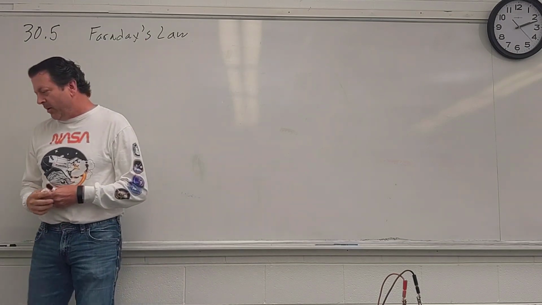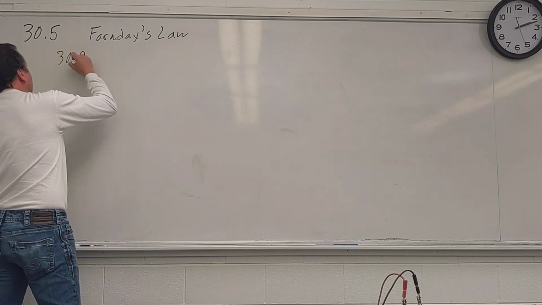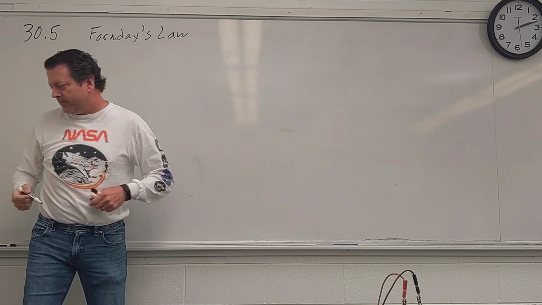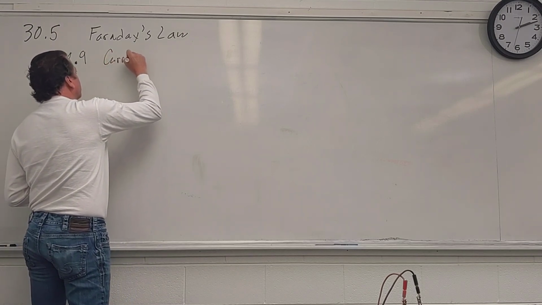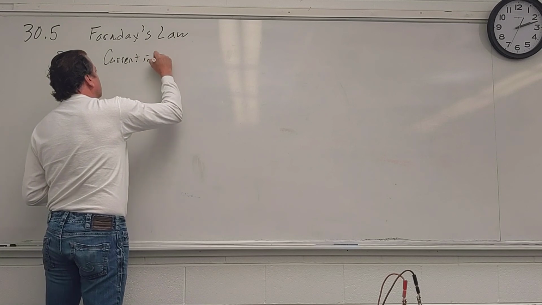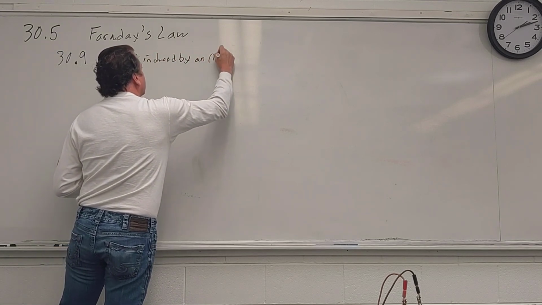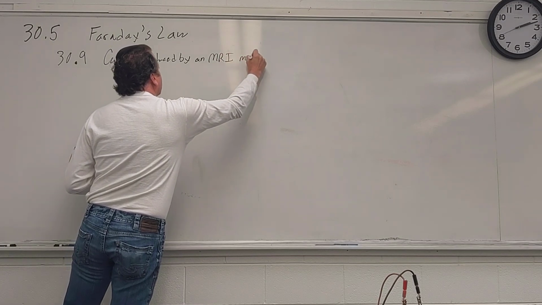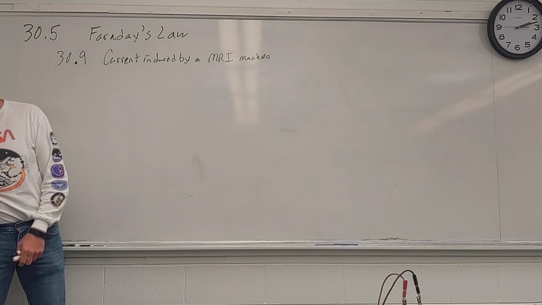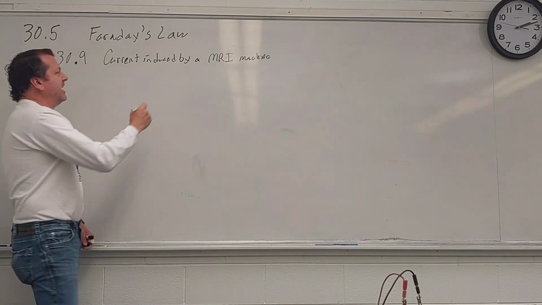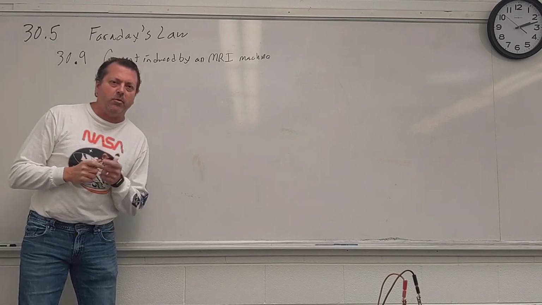Okay, all right, 30.9. Current induced by an MRI machine. Should be A, I think. Yep. It sounds like it should be N, but A. All right. Who wants to read the problem for me?